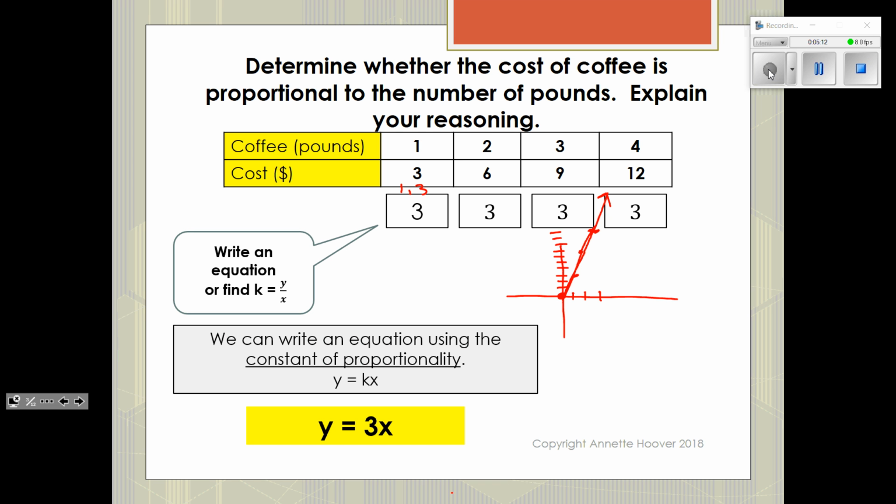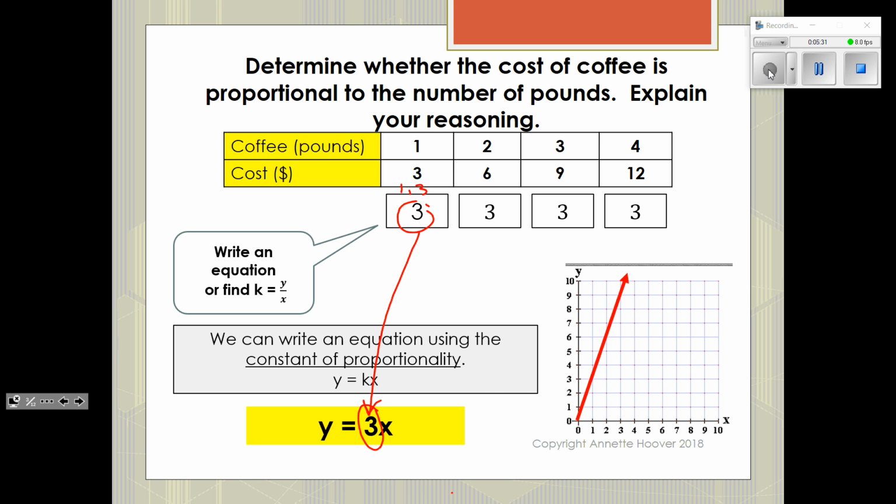The constant slope was up 3 over 1. So we call that the constant of proportionality, which just means the slope stays the same. And we rewrite the equation. We put the slope right here, which was 3. We put that in front of the x. That's where the slope goes. And so that's how you write the equation. There it is right there.